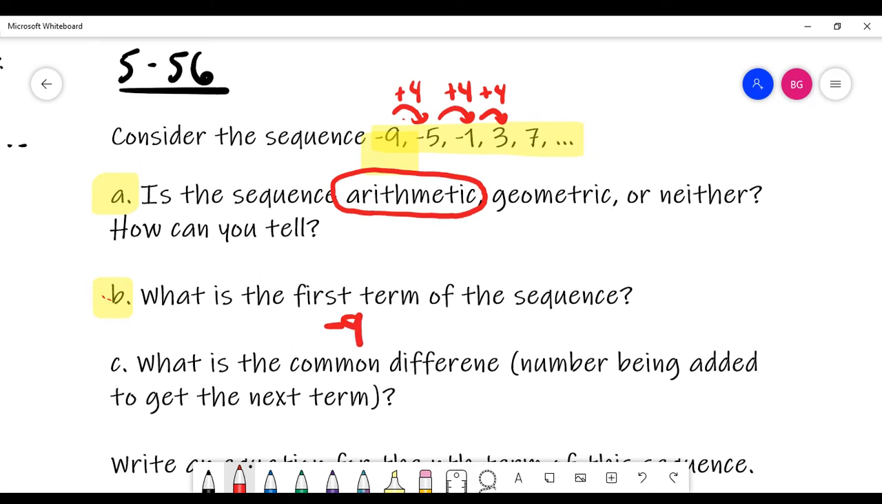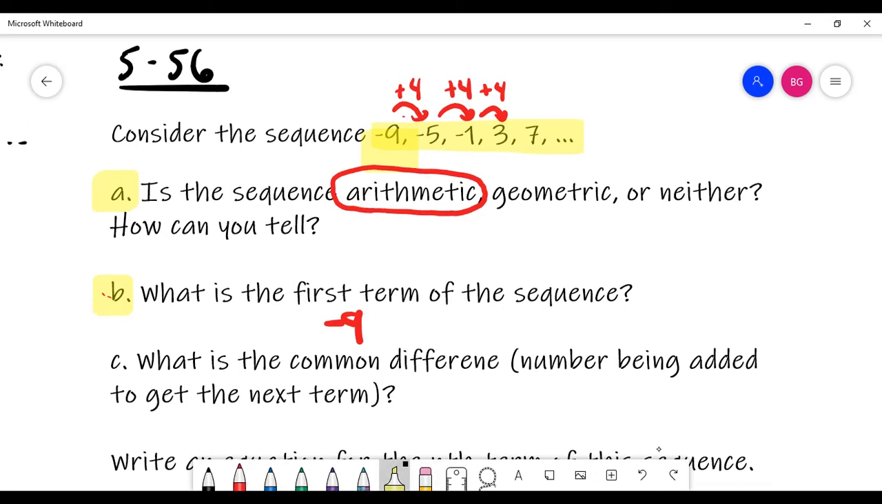Okay. Now I want you to answer question C. What is the common difference? Oh, I have a spelling error here. What is the common difference? That should be A, C, and E. Okay, what is the common difference? It means the number being added to get to the next term. So I want you to answer that question now, please.